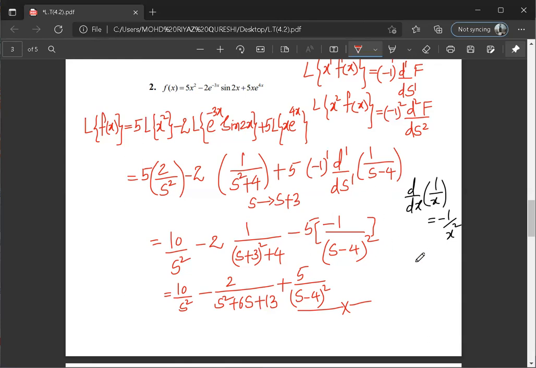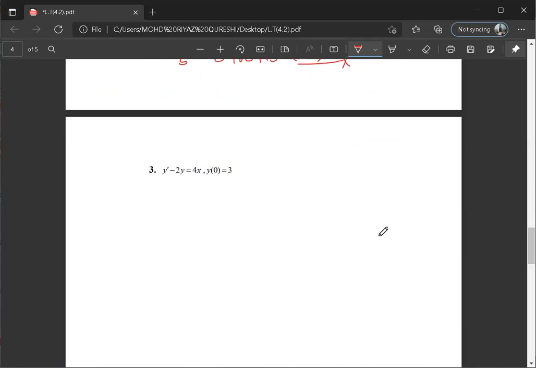Finished? Okay, then we have one more initial value problem. y prime minus 2y is equal to 4x, y of 0 is equal to 3.